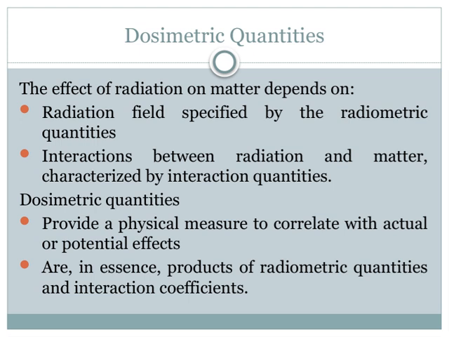These are really important because they give us a physical measure that we can relate directly to potential effects, like damage or dose absorption. In essence, dosimetric quantities are products of the radiometric quantities and the interaction coefficients. This means they combine the properties of the radiation itself with how that radiation interacts with matter, giving us a clearer picture of what's happening at a more practical level. So, in summary, understanding these quantities helps us to predict and quantify the effects of radiation, which ties back into our overall goal of managing radiation exposure safely and effectively.